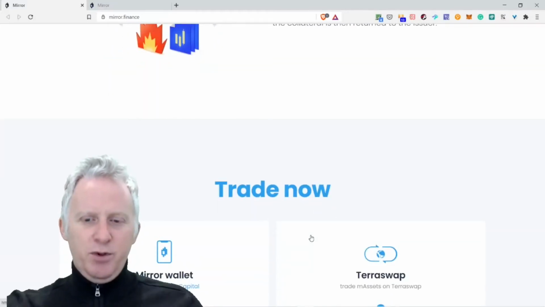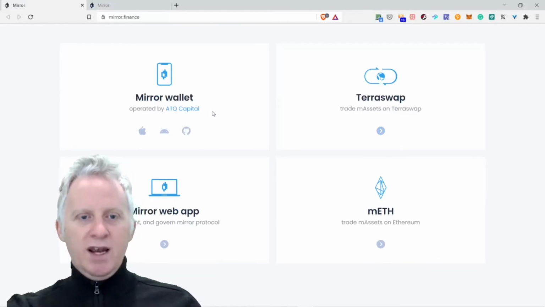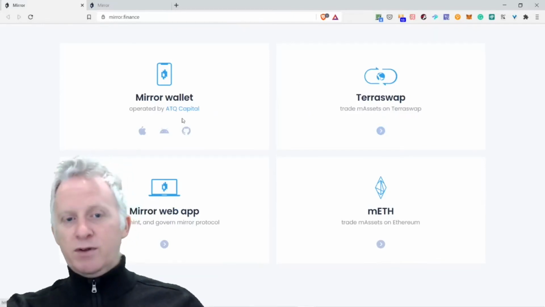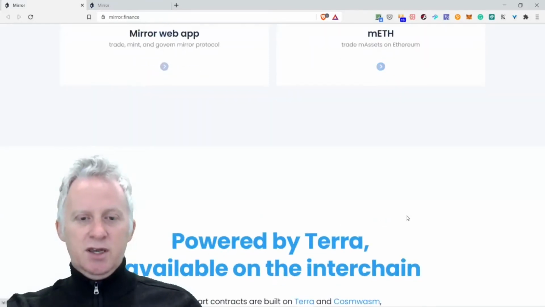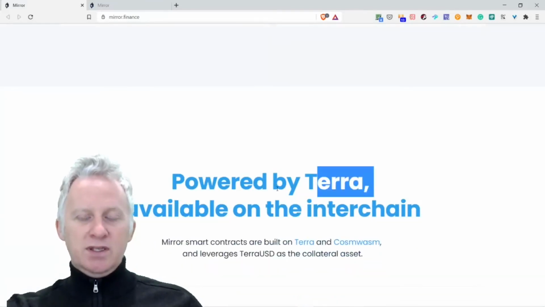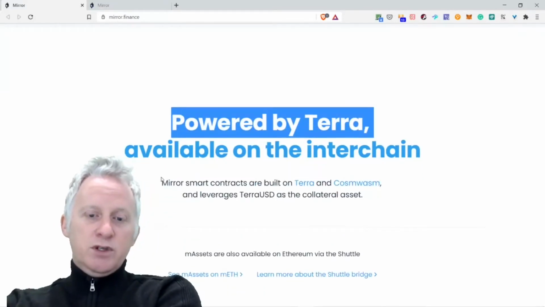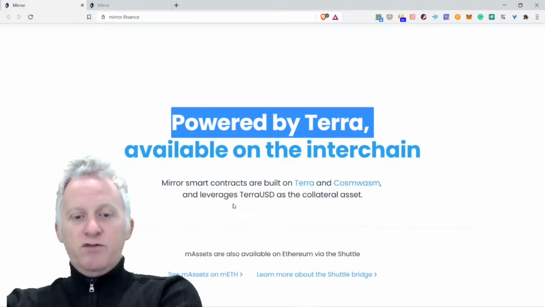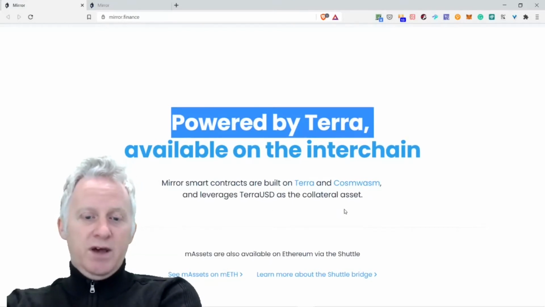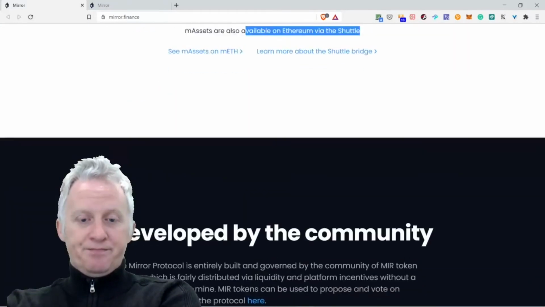You have multiple programs you can use to interact with this ecosystem: the Mirror Wallet, Terra Swap, Mirror Web App, or mETH. It is powered by Terra and available on the interchain. Mirror smart contracts are built on Terra and Cosmos, and leverage TerraUSD as the collateral asset. mAssets are also available on Ethereum via the Shuttle.